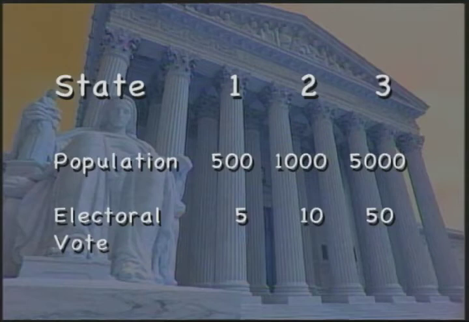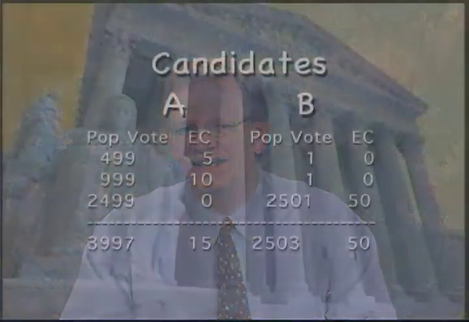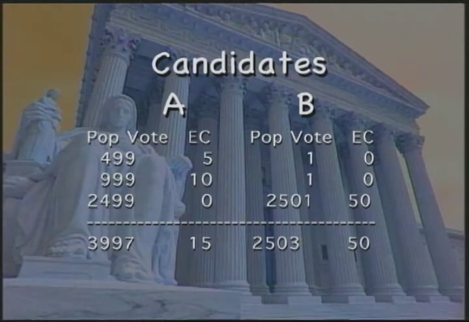Now, let's pretend here's what happens when you have the tally of the results. Let's say here in state number 1, candidate A gets 499 votes. Candidate B only gets 1 vote. Who wins the electoral vote in state number 1? Candidate A does, right? In state number 2, 999 versus 1. Who wins the electoral vote there? Candidate A also wins again.